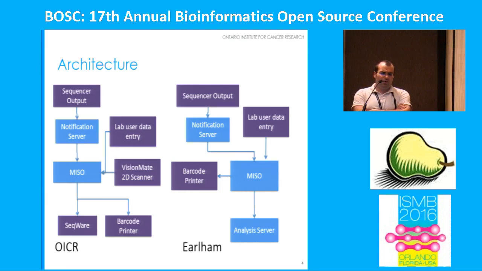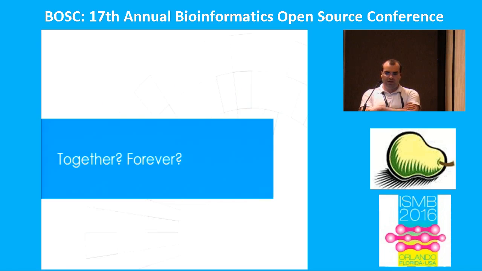So we have mostly the same setup in that we're both doing a general high throughput sequencing lab that collects samples, does some processing to them and sequences them, and then passes that off to an analysis pipeline. In our case, we're using Seqware for analysis. In the case of Earlham, they use Analysis Server, which is part of MISO, to do some basic analysis kickoff. It's mostly BCL to FASTQ kind of level analysis at that point. So we looked at what it would take for us to collaborate and decided whether we really wanted to do this and how that was going to work as a team.